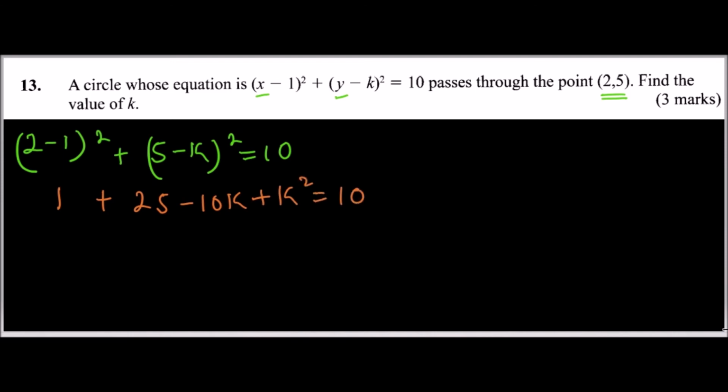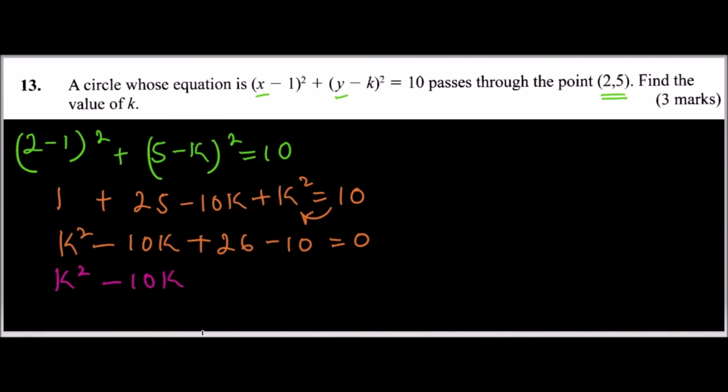Now we can start with k squared followed by minus 10k. Now 1 plus 25 is 26, so we say plus 26. We bring 10 to the other side, it will be minus 10, and that will equal 0. So once you do that, then we have k squared minus 10k, and 26 minus 10 will give us plus 16 equals 0.